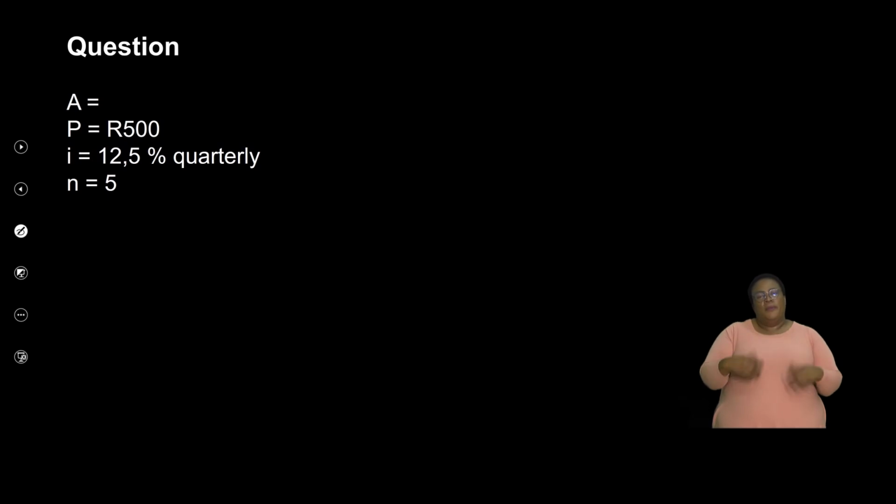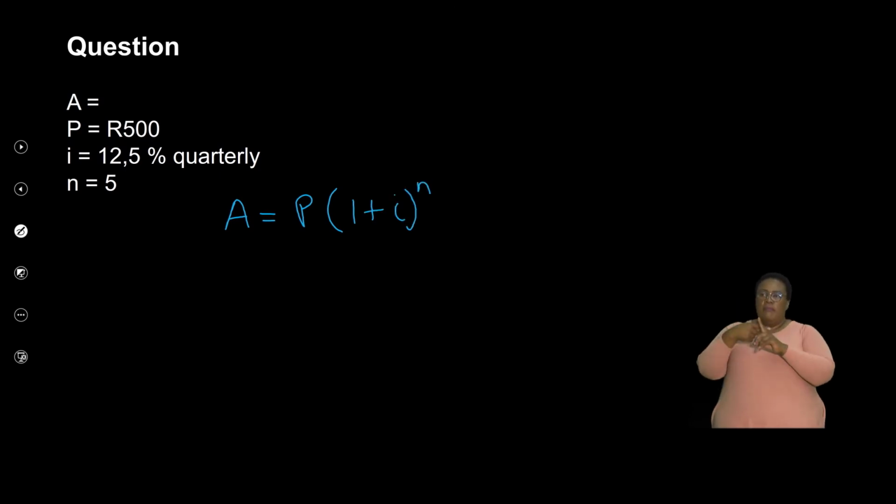Guys, it is really important because you're going to misplace certain values when you think, "I will just wing it and I will just substitute." Just try to write down your data so that you know what is what when you are substituting. So our formula is A equals P into (1 plus i) to the exponent of n.